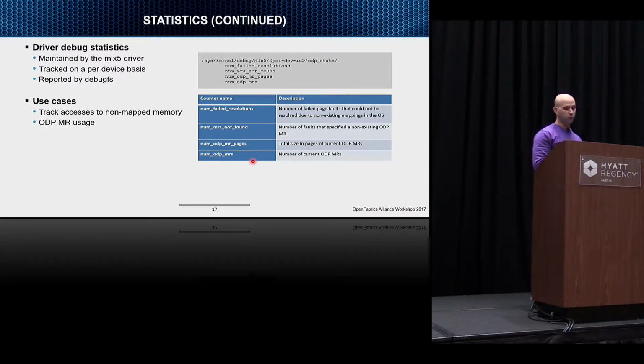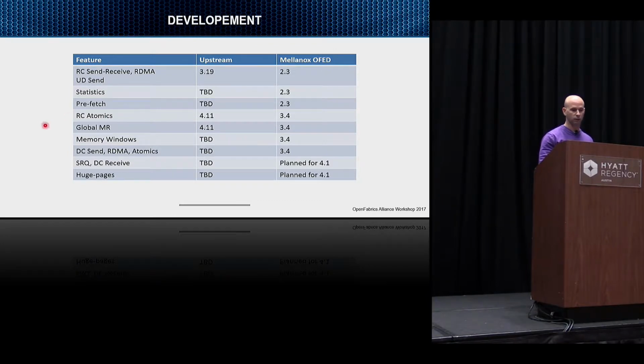There are also some debug counters, mostly regarding error flows, like how many page faults the device raised with no memory region, or just statistics of how many pages we have currently paged in. I mean, this is something you can also get by the amount of memory that your process has. But again, for debug, it's nice to have.